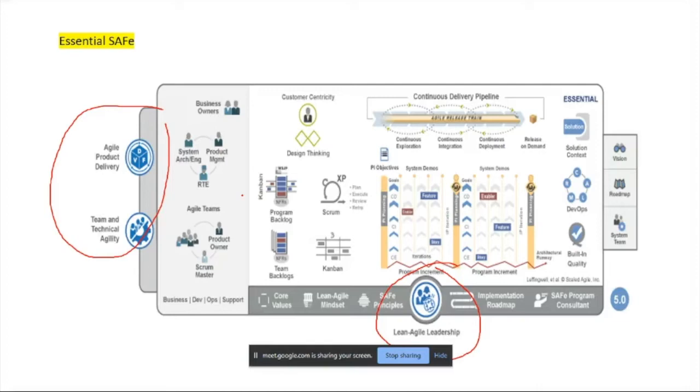SAFe is anchored by an organizational structure called the ART, or Agile Release Train, where agile teams, key stakeholders, and other resources are dedicated to an important, ongoing solution mission. Essential SAFe includes the ART constructs.